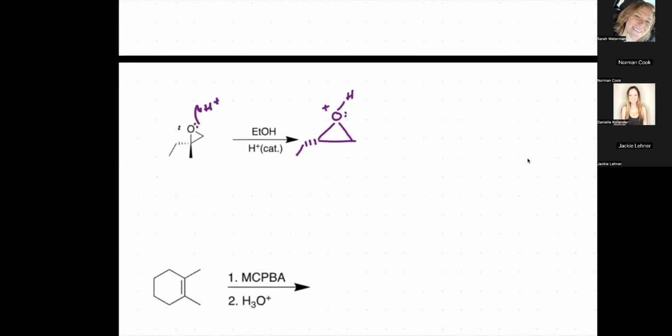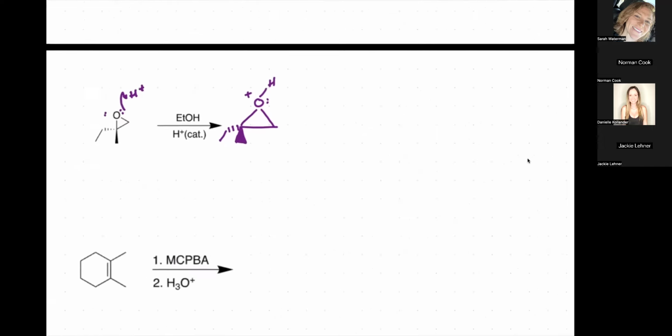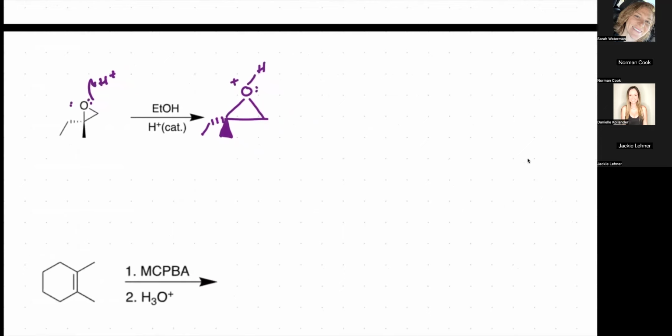I'm gonna zoom out a little bit so y'all can see this. So we're gonna keep the stereochemistry on this. And this is pretty important to remember, right? To just keep your molecule looking similar, especially when you have a lot of this stuff going on.